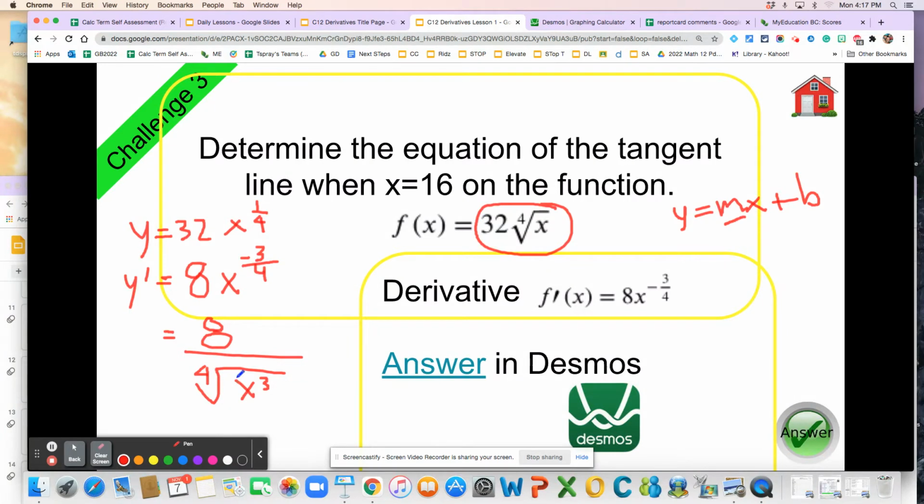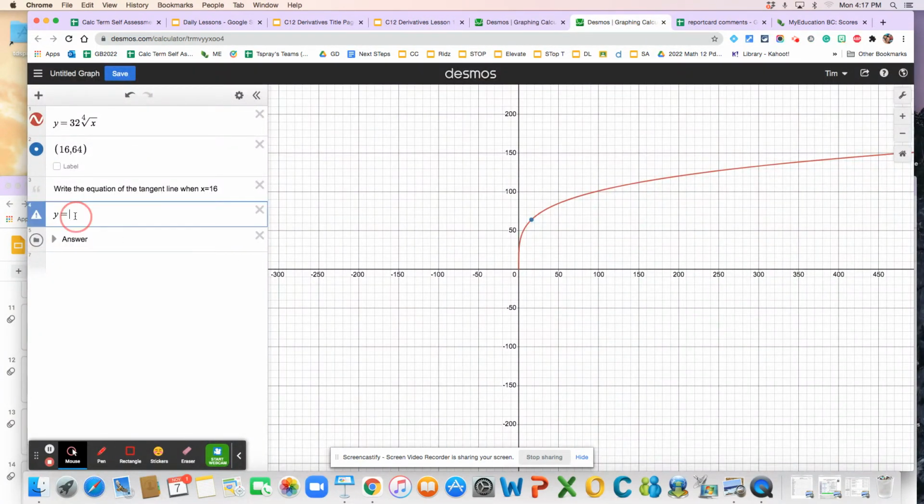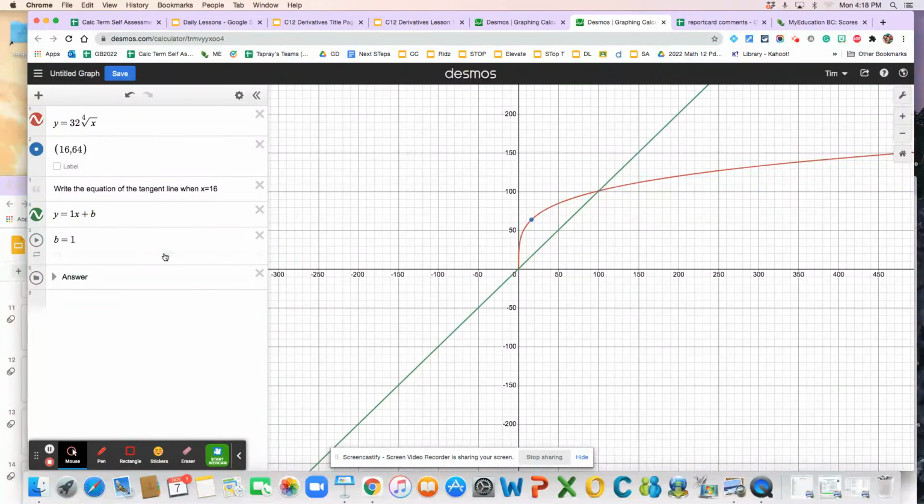So if we then put 16 in here, remember, it's going to be 16 cubed, and then take the 4th root of that. What I want to do is take the 4th root of 16, and what I'm going to get is 2, and then I'm going to cube that. So the 4th root of 16 is 2, and 2 cubed is 8, and 8 divided by 8 is 1, which is fantastic, because when I come back to Desmos right here and type in 1x, oh my gosh, look at that. That looks like the right slope to me.